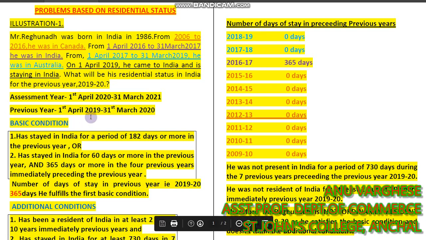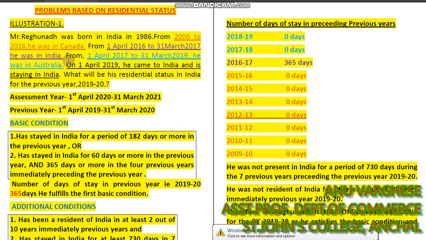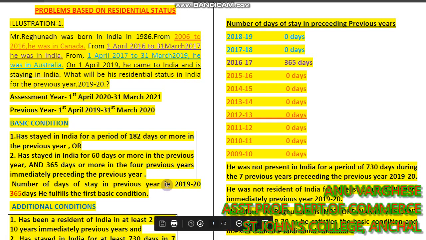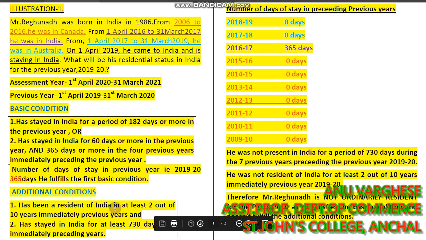Our previous year is 2019-2020. So in the question it is stated that on 1st April 2019 he came to India and he is staying in India. That means the number of days of stay in the previous year, that is 2019-20, is 365 days. He fulfills the first basic condition. So he is a resident. Now we can check whether the assessee is ordinarily resident or not ordinarily resident. For that we have to check the additional conditions.